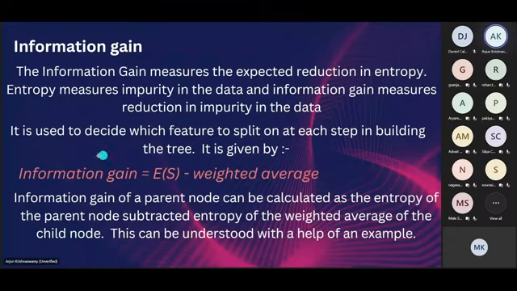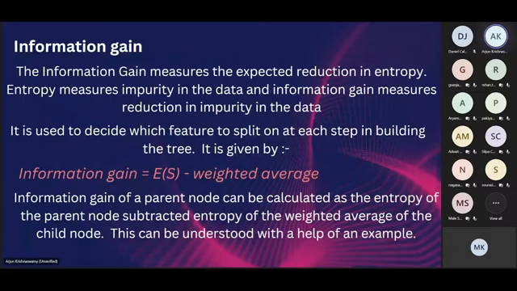I'll just explain what I've written here. Information gain is E of S minus weighted average. E of S is the entropy of the original data set, and the weighted average is the weighted average of the two entropy values of the two nodes after you split. Earlier we found out the weighted average of Gini impurity. Here we find the weighted average of entropy, and then subtract that from the original entropy value to see how much the entropy reduces. So if you have a large reduction in entropy, we are achieving purity, so we don't want to split it further. That is our main objective.